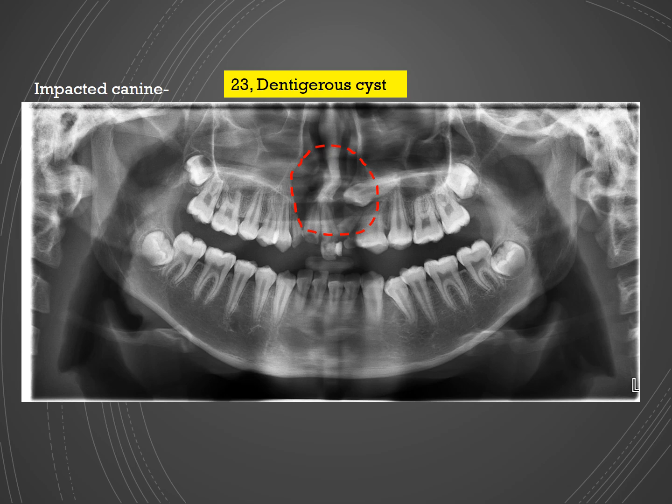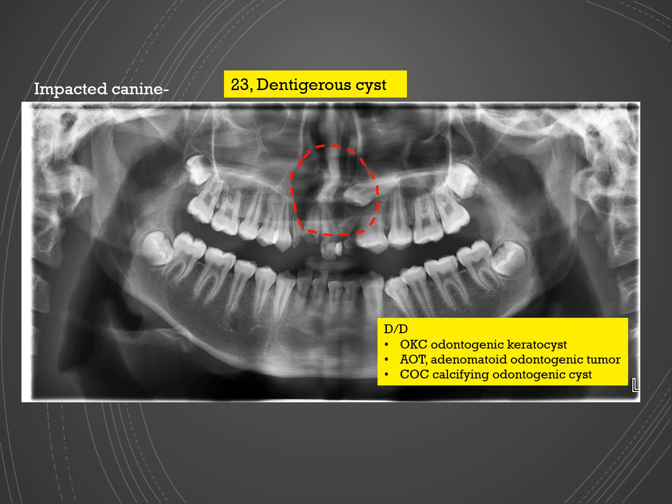impacted tooth. So differential diagnosis on the radiograph, mind you, this is radiographic differential diagnosis, would be an odontogenic keratocyst, adenomatoid odontogenic tumor, or calcifying odontogenic cyst based on the location and likelihood of the occurrence of the lesion.